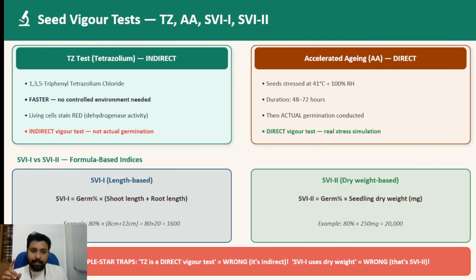Clear? This is an indirect test for vigor, while it is a direct test for viability. Keep that in mind. Even though we are discussing vigor, this tetrazolium test is mainly for seed viability, whether it is live or dead, while it is only an indirect measure for seed vigor. Why I am stressing this is that such questions come regularly as statements and people make mistakes. Hope it is clear regarding the tetrazolium test.